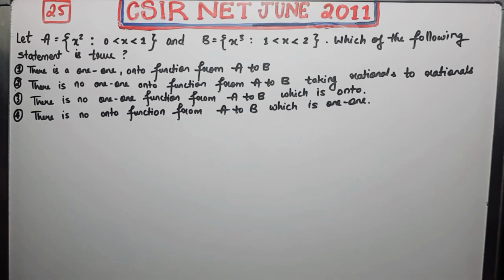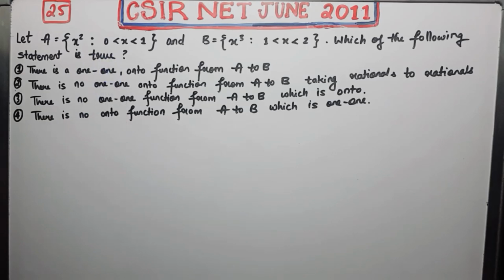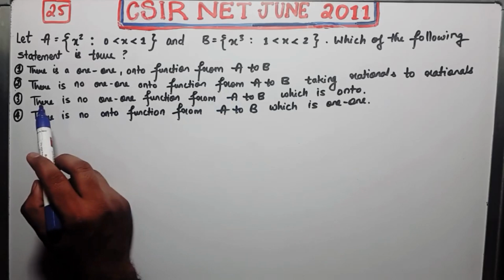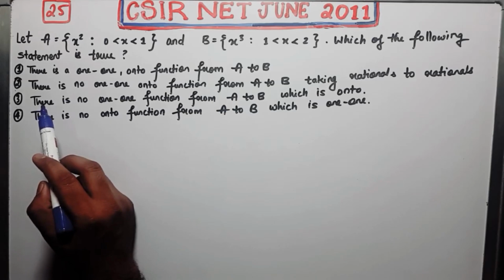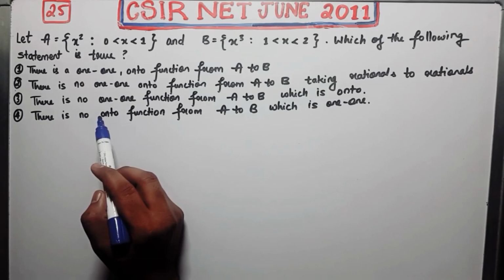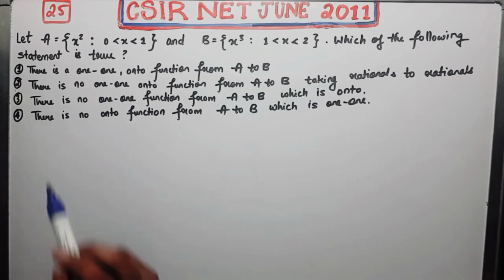Read this question. This is a question from analysis and it is basically based on the countability and uncountability of sets. So let us read it. Let A is equal to x square such that x is between 0 and 1, B is equal to x cube such that x is between 1 and 2, then which of the following statements is true? First statement says there is a 1-1 onto function from A to B. Second one says there is no 1-1 onto function from A to B taking rationals to rationals. Third one says there is no 1-1 function from A to B which is onto. Fourth one says there is no onto function from A to B which is 1-1.